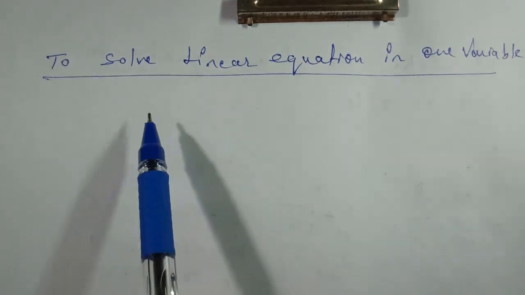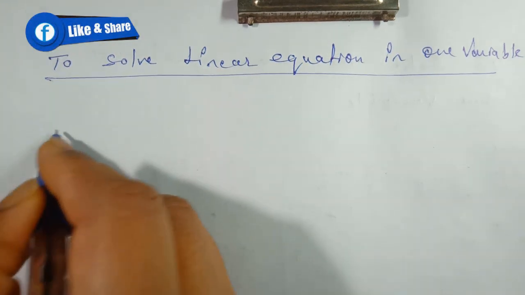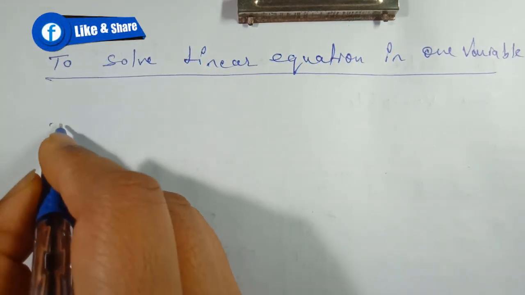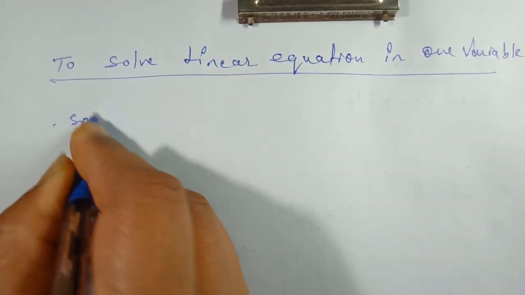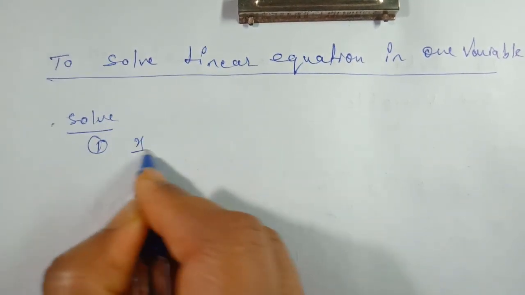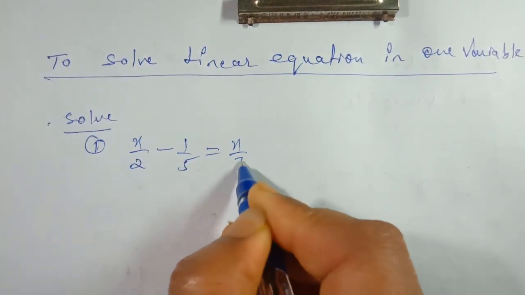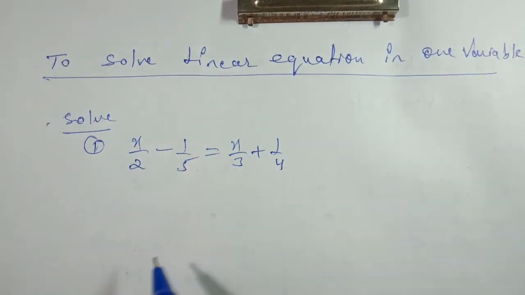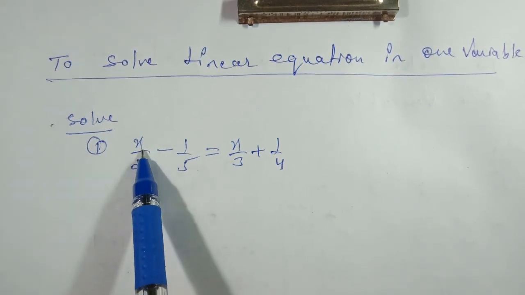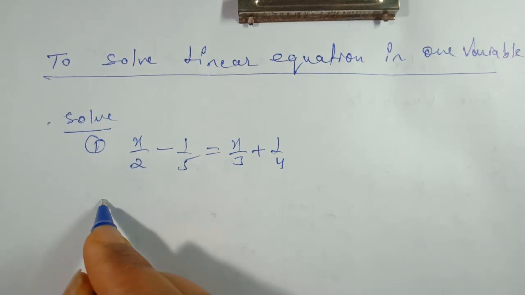Yes, students, today we're going to solve a linear equation in one variable, somewhat more complicated than those we have done before. So let us take some examples. Solve: first part, suppose we have to solve x upon 2 minus 1 upon 5 equal to x upon 3 plus 1 upon 4. Here we are observing terms in x on both sides and terms without x on both sides. So the same process we have to follow.